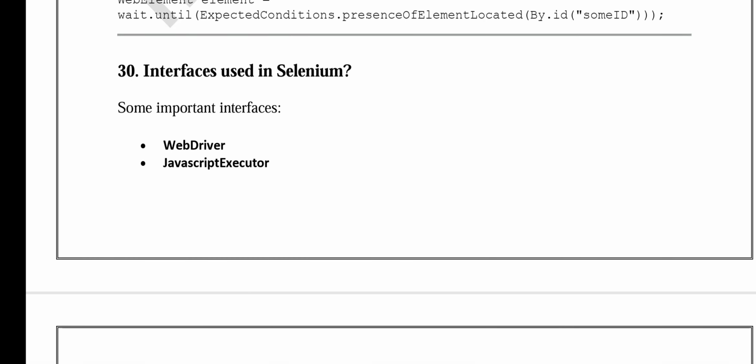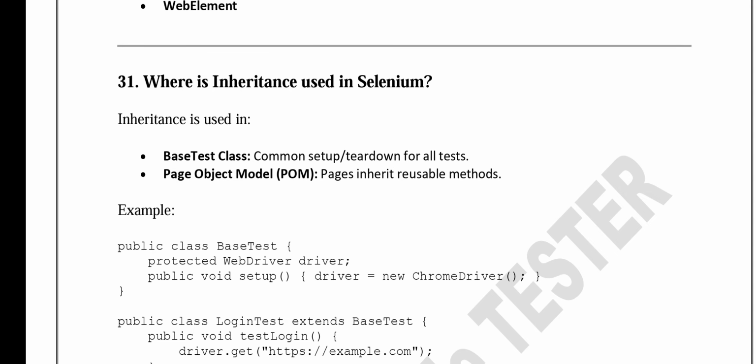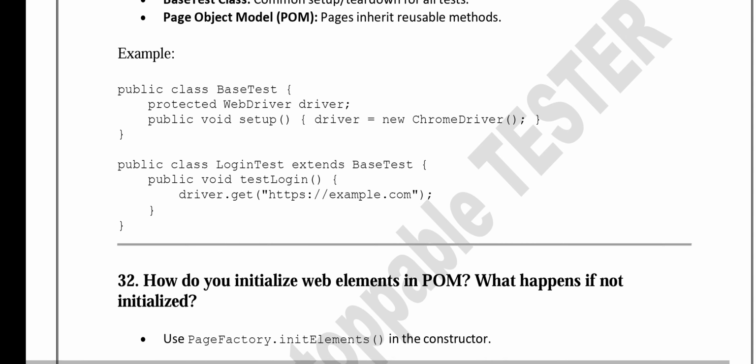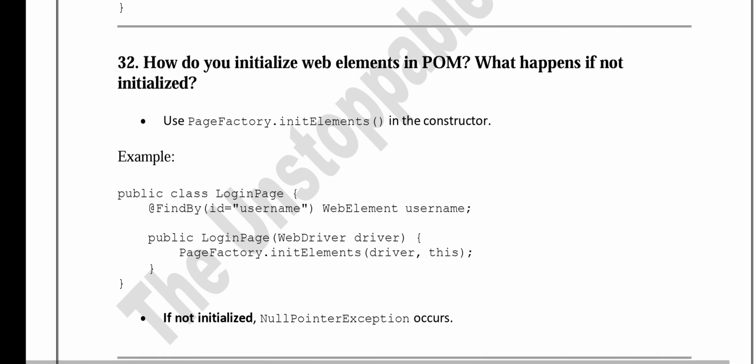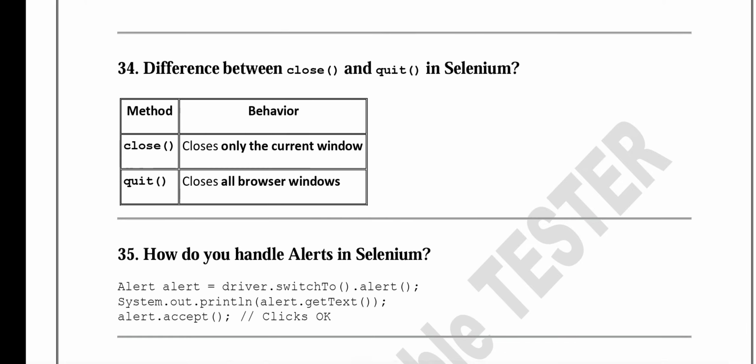What are the interfaces used in Selenium? Where is the inheritance concept used in the Selenium framework? And how do you initialize web elements in page object model? What happens if they are not initialized? Okay, so the next question is: if both implicit wait and explicit waits are used, which takes the priority? What's the difference between close and quit in Selenium?